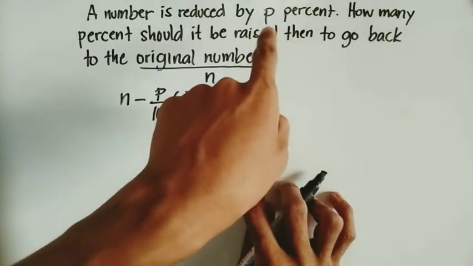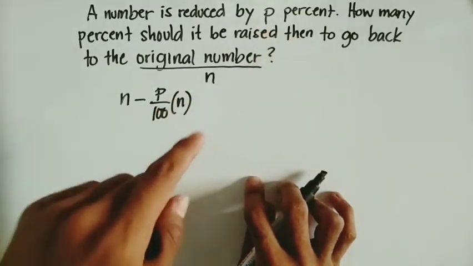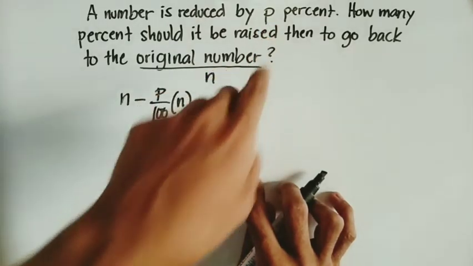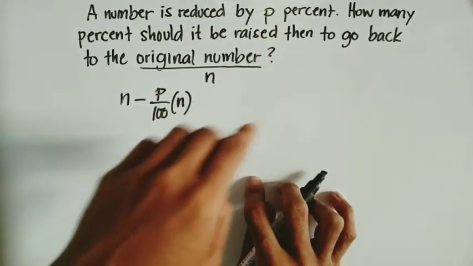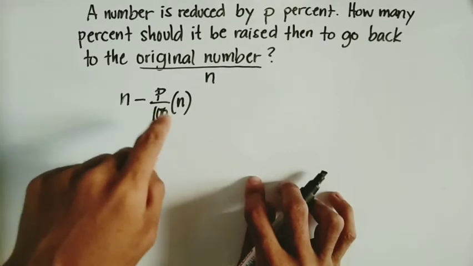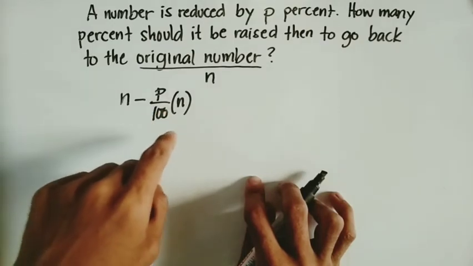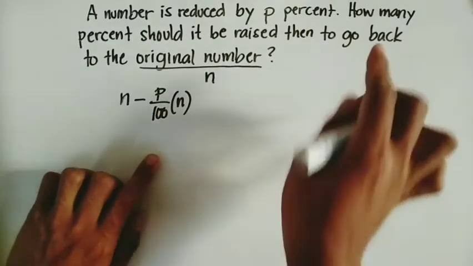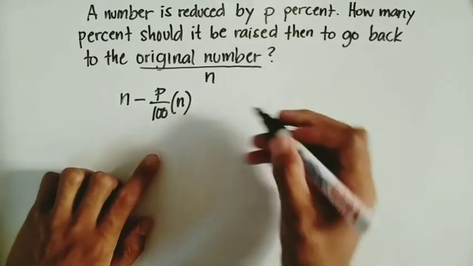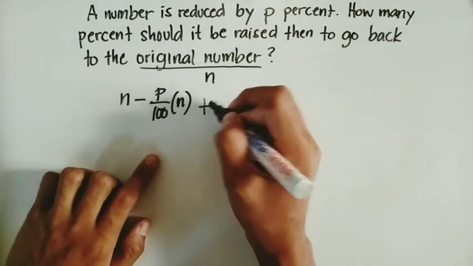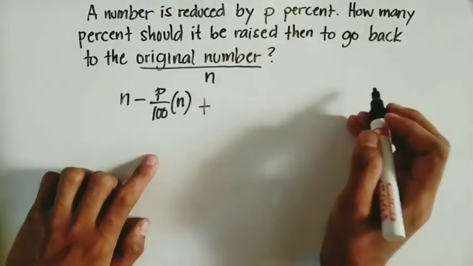Kasi kung 1 digit yan na p, 0.0p times n. Pero kung 2 digits yan, 0.p times n. Pero di natin alam, so mas safe na gamitin yung p over 100 times n. Next, how many percent should it be raised then? So, magre-raise, so magpa-plus tayo to go back daw to the original number.